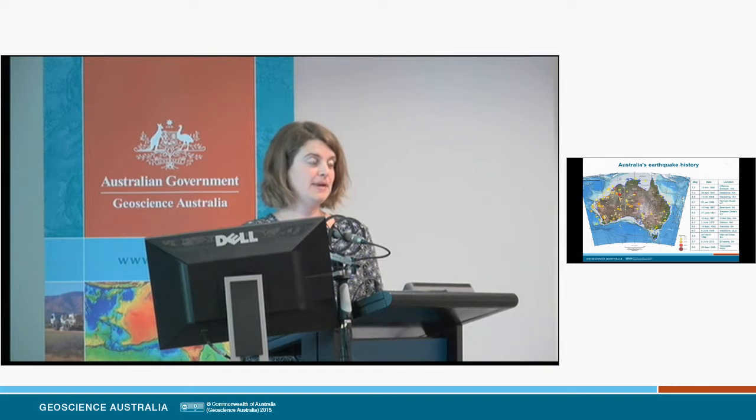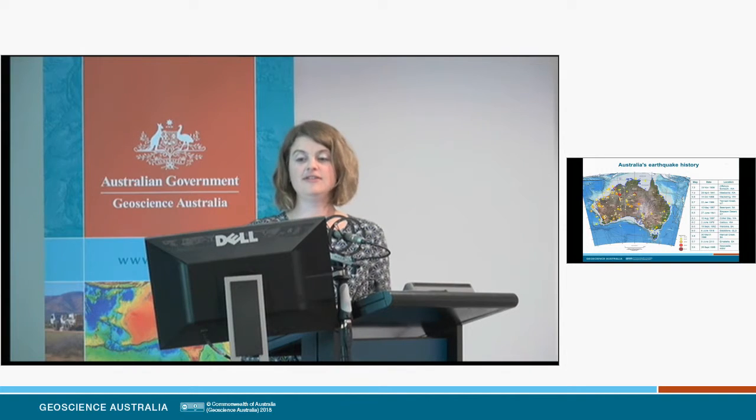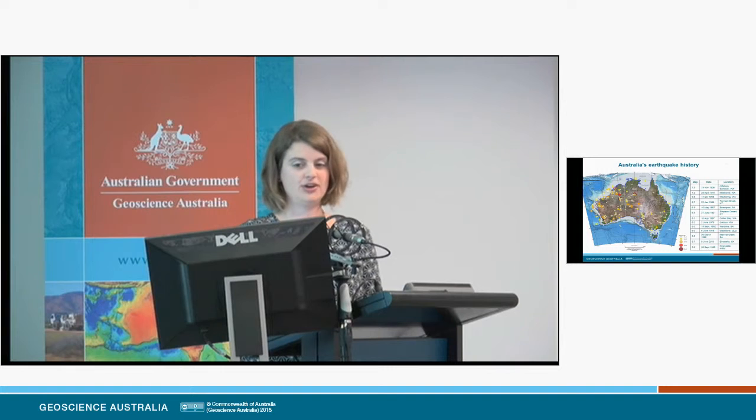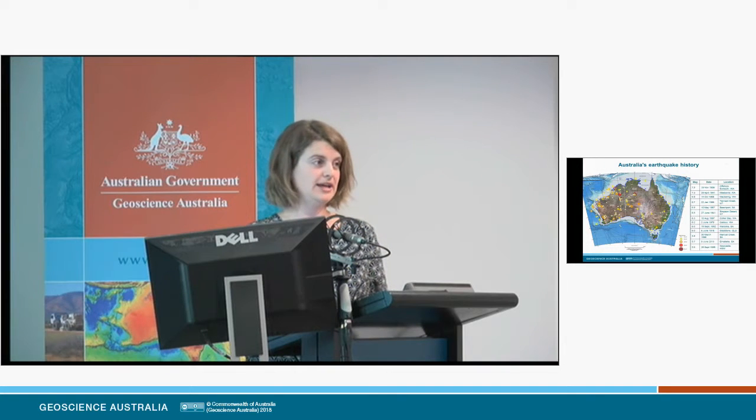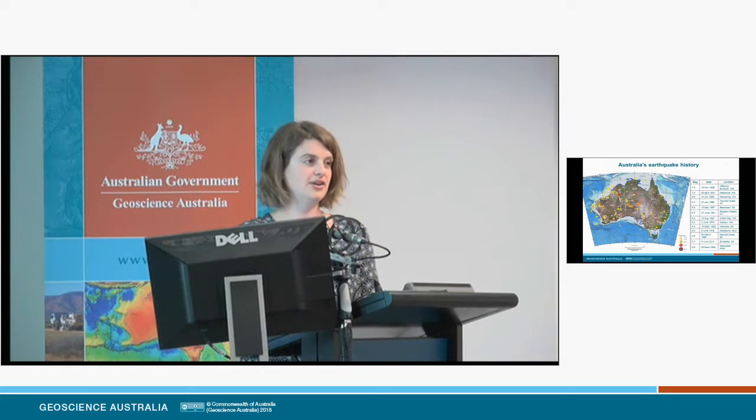So this is a map showing Australia's earthquake history, of earthquakes that have occurred in Australia in the last 50 years. The most significant earthquakes in the last 50 years. And the table on the right shows significant earthquakes that have occurred in Australia. At the bottom of the table here I'm showing the Newcastle earthquake, the 5.6. And the largest recorded earthquake in Australia was a magnitude 7.5, which occurred offshore Exmouth in 1906.